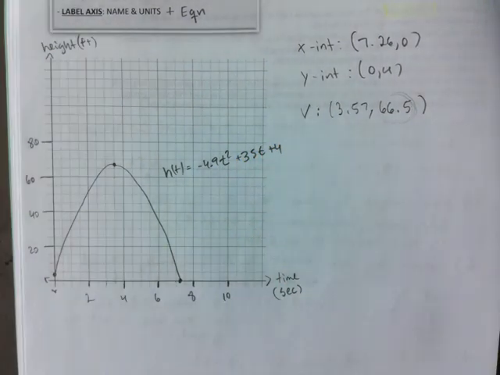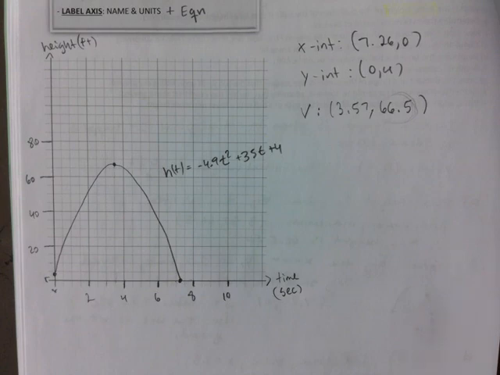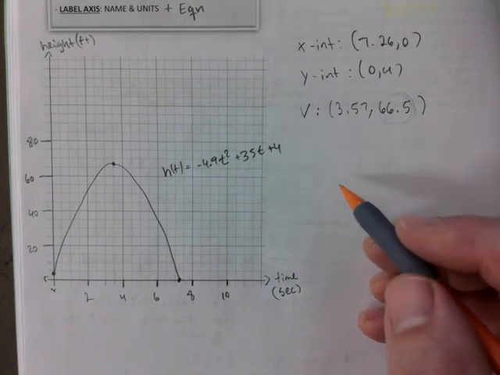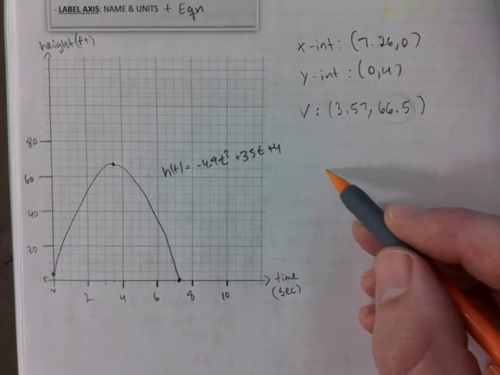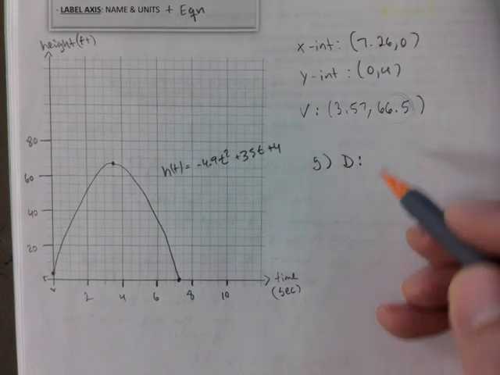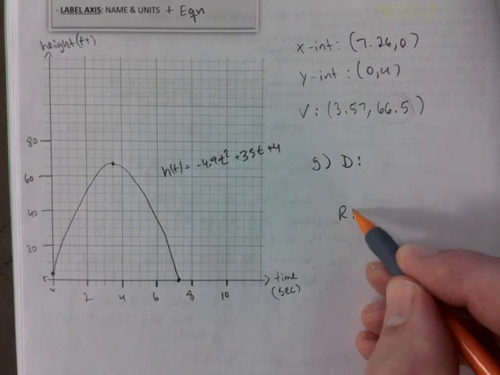And my equation, that's a full, potentially 3 out of 3, 2 out of 2. I just want to finish with the domain and range. I think domain and range is G. So G, domain, and range.